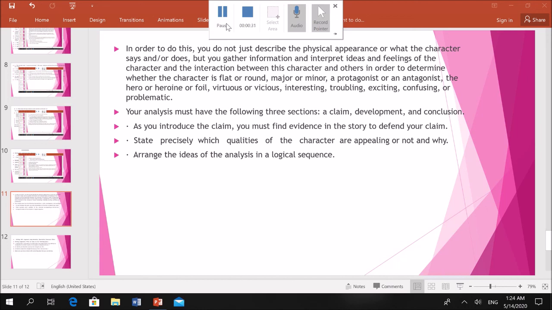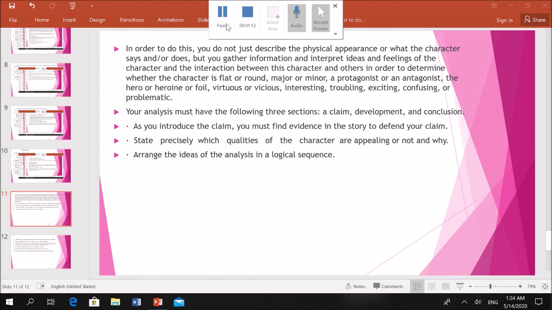And the interaction between this character and others in order to determine. ودايما أهم حاجة وأنا بحلل الشخصية بشوف الشخصية دي علاقتها إيه بالشخصيات الأخرى عشان أبدأ أحدد الشخصية دي إيه، هل شخصية أساسية محورية ولا شخصية ثانوية، هل هي شخصية متطورة بتتغير طول العمل الأدبي ولا شخصية ثابتة بتتغيرش، هل شخصية بتثير المشاكل، هل شخصية interesting and so on. So we have to focus on whether the character is flat or round, major or minor, protagonist or antagonist, the hero or heroine or foil, virtuous or vicious, interesting, troubling, exciting, confusing or problematic.